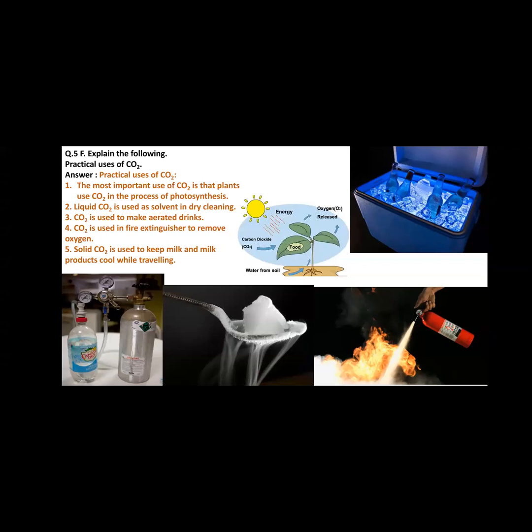Next question is question number 5F. Explain the following practical uses of CO2. Now, CO2 is used in many ways. Among these, the first and most important use of CO2 is that plants use CO2 in photosynthesis. Carbon dioxide is used in the photosynthesis process by plants for making their food. In the presence of sunlight, plants prepare their food with the help of CO2 gas.